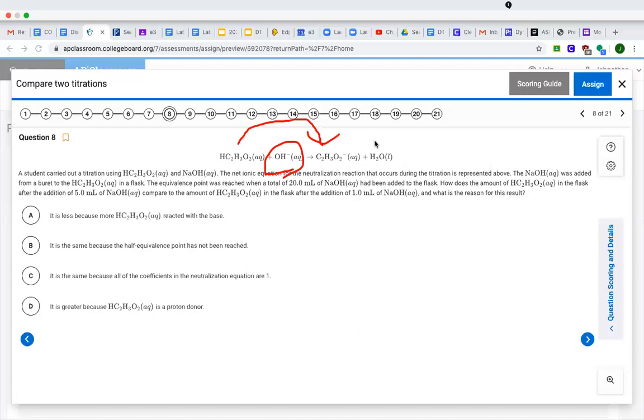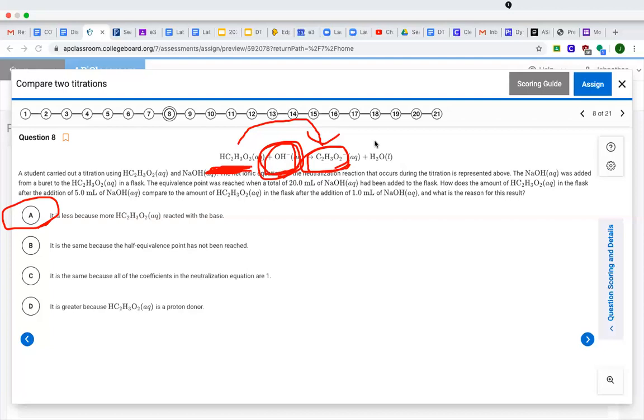So this OH minus is reacting with the acetic acid. So the more of this is added, the more of this reacts, okay? And the more of this forms, the less of this guy remains. So A is correct, okay? And Eva, you got that too, didn't you?